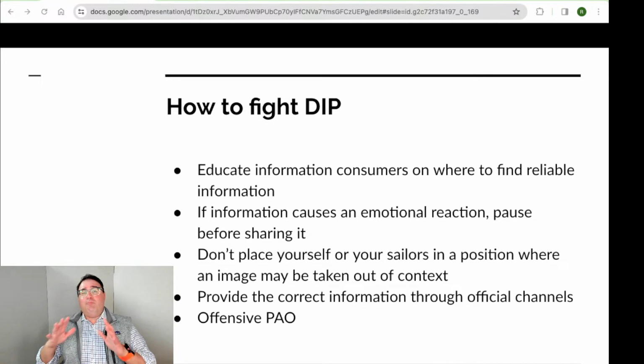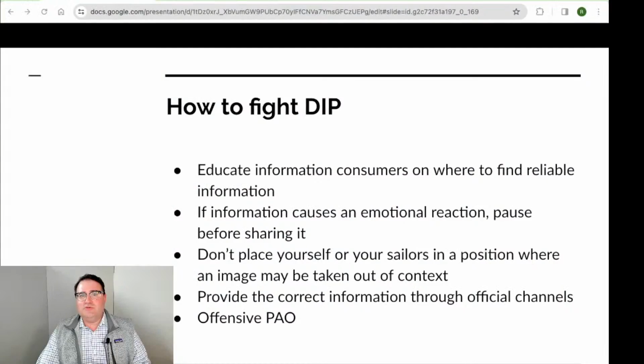Third thing, don't place yourself or your sailors in a position where an image might be taken out of context. A good way might just be careful what you post online. You could post a picture of you pointing at a map, and a disinformation agent can take that picture and say, American soldiers show us where chemical weapons were manufactured that killed innocent women and children. So you need to be very cognizant of the kind of pictures you take and put on social media.